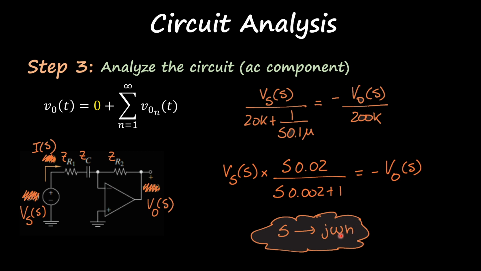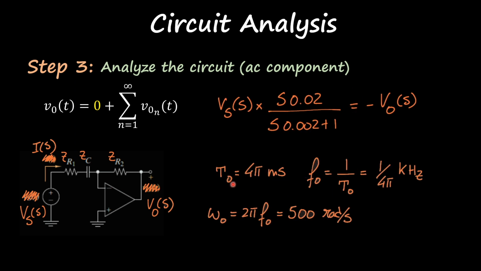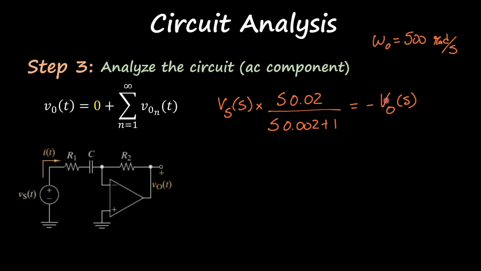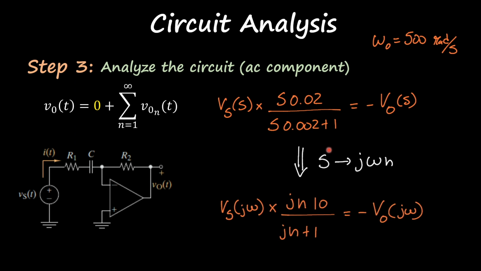So let's find that omega, that frequency, and we know the period is 4 pi milliseconds. We find the frequency, and then we know that omega is equal to 2 pi f. So we get 500 radians per second. Alright, cool. So we have that, and now we're in good shape to substitute S by j omega n. So I plug the omega into there, and then multiply by the respective values, and we get this equation over here.